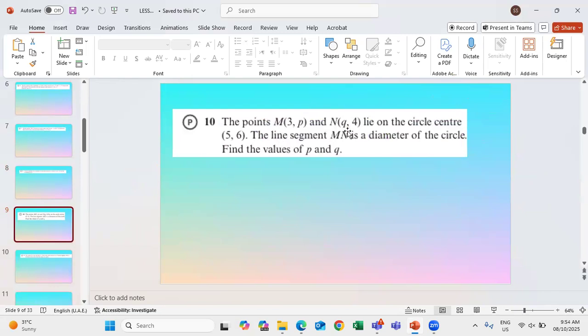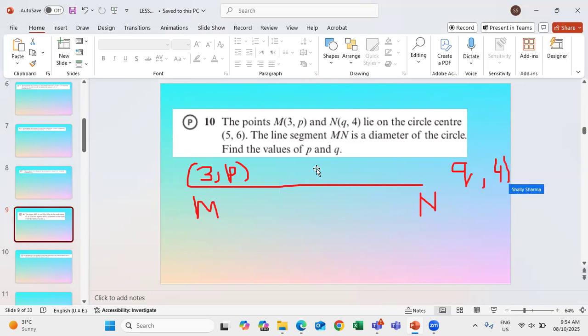Then we have a question. The points M (3, P) and N (Q, 4) lie on the circle with center (5, 6). The line segment MN is the diameter. Find the values of P and Q. Okay. Similar question, but some unknowns are given here. In this question there are two unknowns, P and Q. In math, there is a simple rule: if there are two unknowns, you must know two conditions in order to solve them. So we have a point M, which is (3, P), the second point is (Q, 4), and the center is given as (5, 6). We have to find P and Q. So two unknowns, we need two equations. How can we form them?